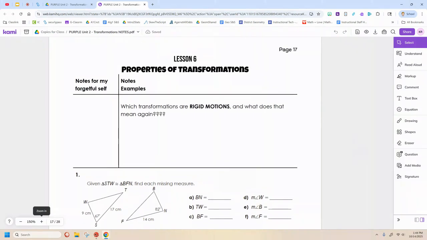All right, today's lesson is properties of transformations. So it says, which transformations are rigid motions and what does that mean again?